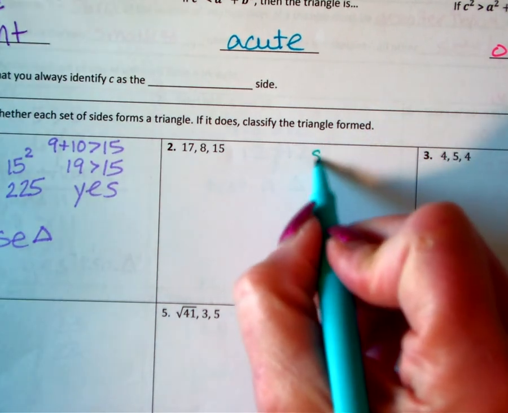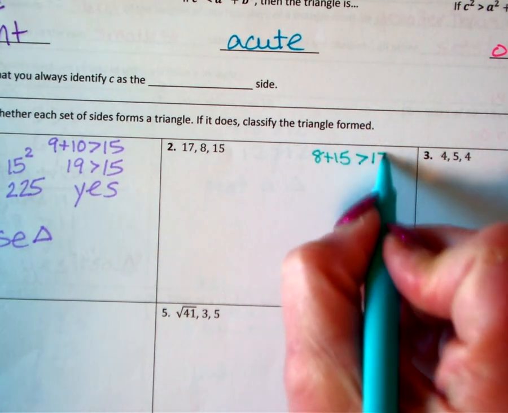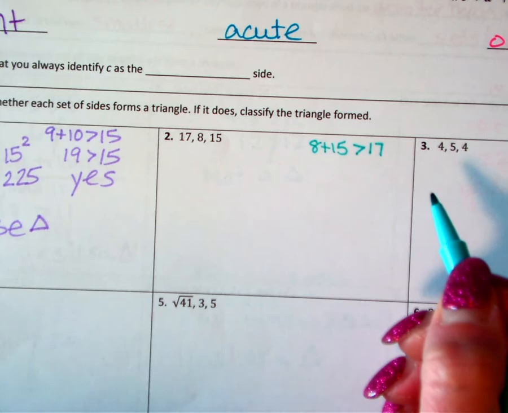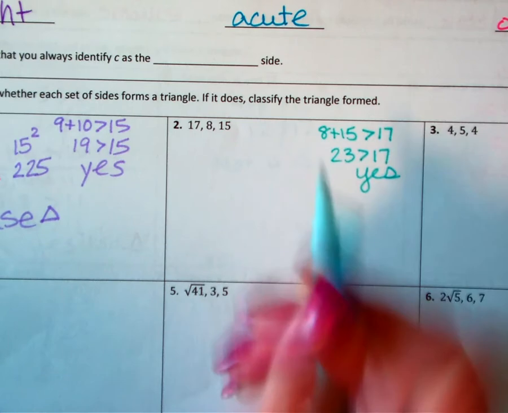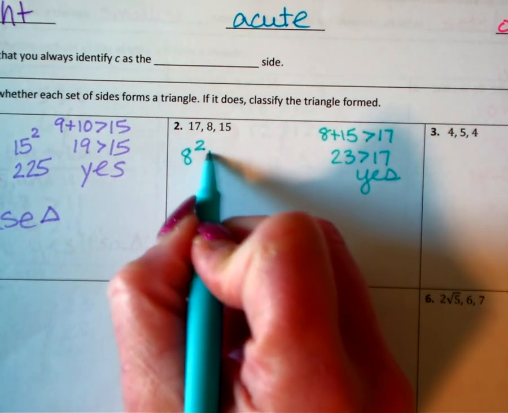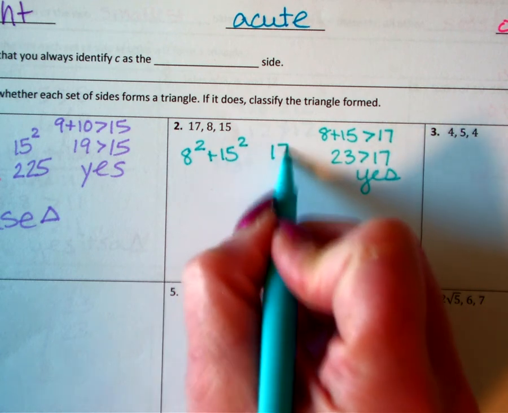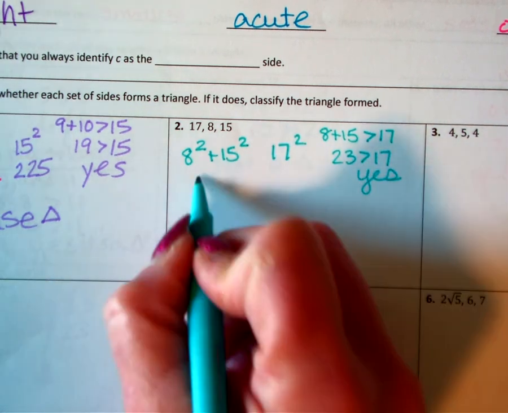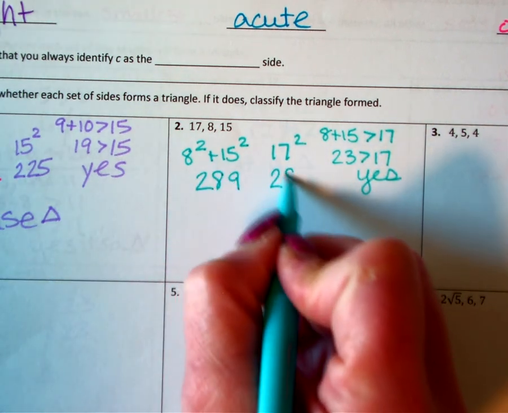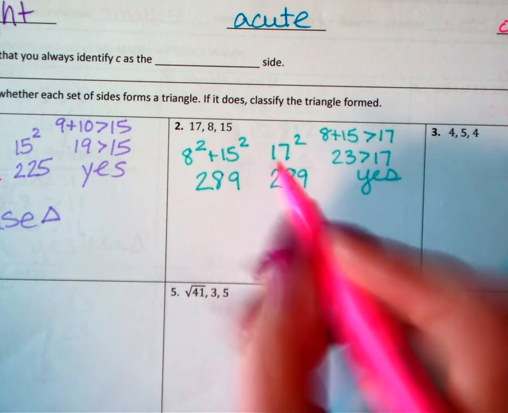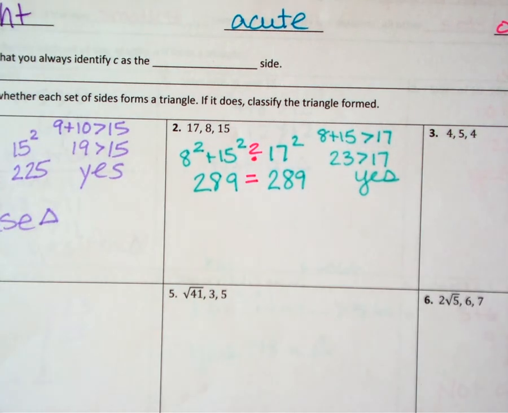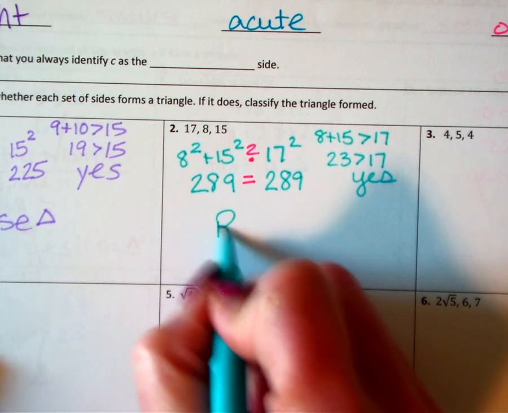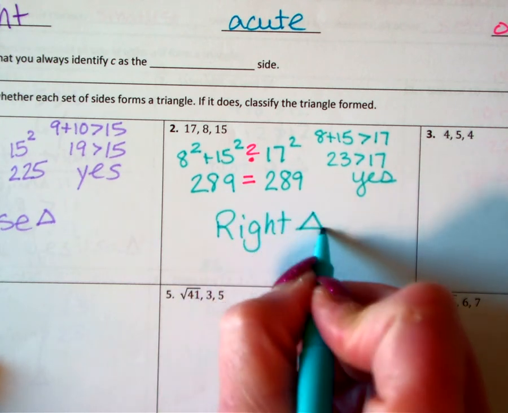Okay, next one. If I add my two smallest, I need to make sure it's greater than my largest. So 23 is greater than 17, so yes, it's a triangle. Now I need to check what 8 squared and 15 squared added together is compared to 17 squared. If I calculate it, I get 289 and 289. Okay, so I have found they are equal. So this is what I'm trying to find: are they greater than, less than, or equal to? And it's equal. So in this case, I have a right triangle.